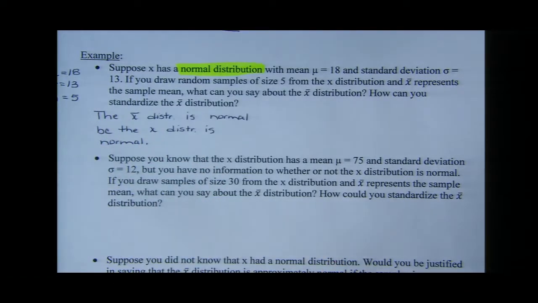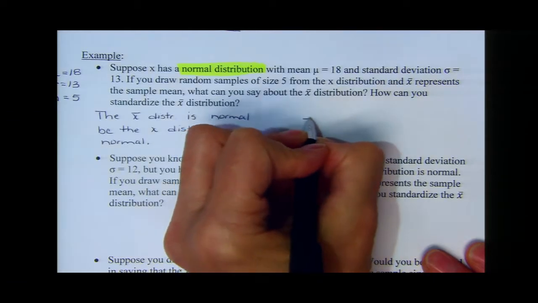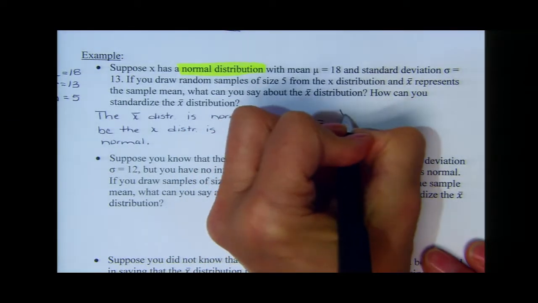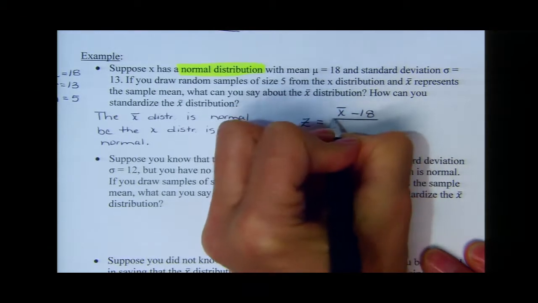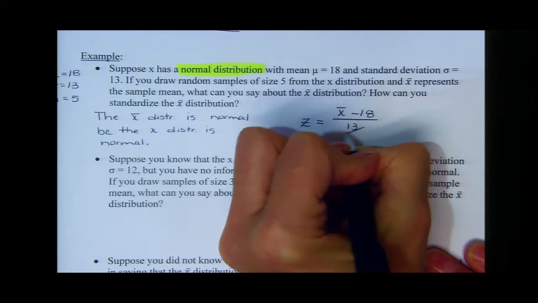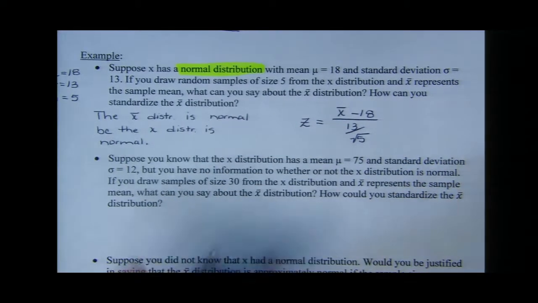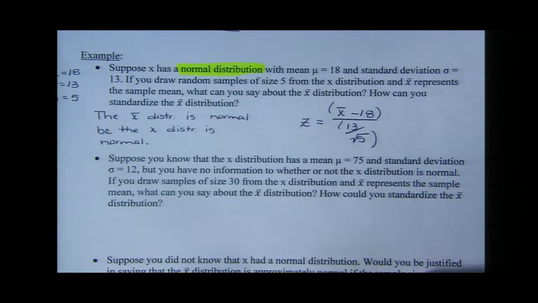So if it is normal, how can you standardize that? Standardizing means calculate the z-value, which is X bar minus mu, which they gave me as 18, divided by sigma, divided by the square root of n. So I've plugged in all the numbers given, but of course they didn't give me X bar, so we can't actually calculate it, but that's what it would look like in the formula.